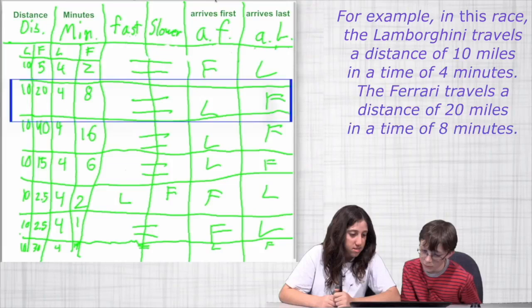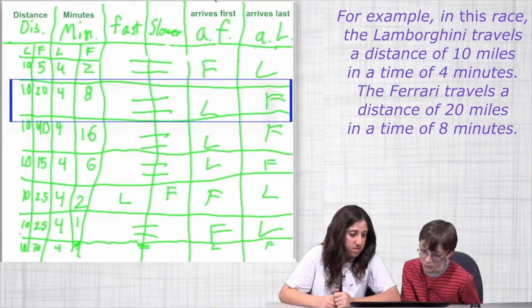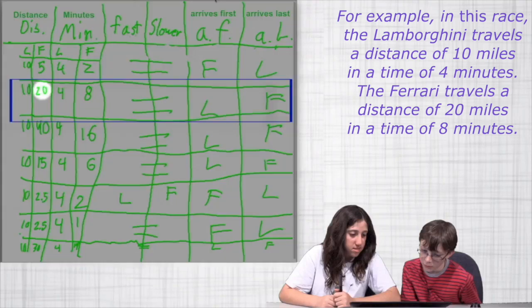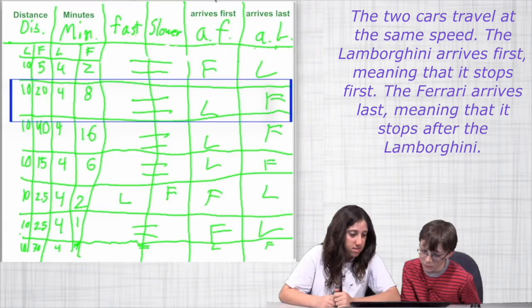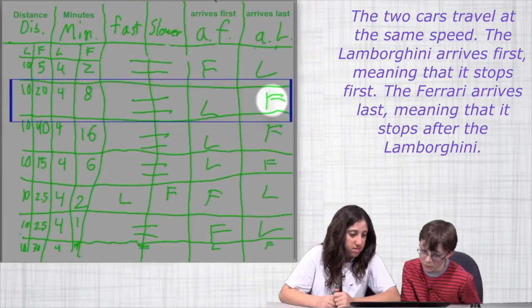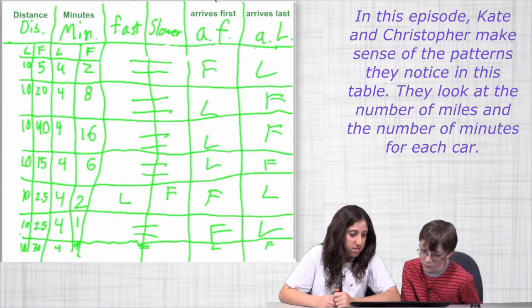For example, in this race, the Lamborghini travels a distance of 10 miles in a time of 4 minutes. The Ferrari travels a distance of 20 miles in a time of 8 minutes. The 2 cars travel at the same speed. The Lamborghini arrives first, meaning that it stops first. The Ferrari arrives last, meaning that it stops after the Lamborghini. In this episode, Kate and Christopher make sense of the patterns they notice in this table.